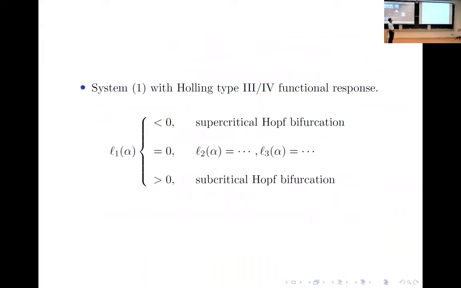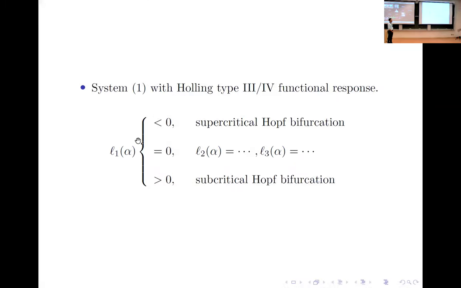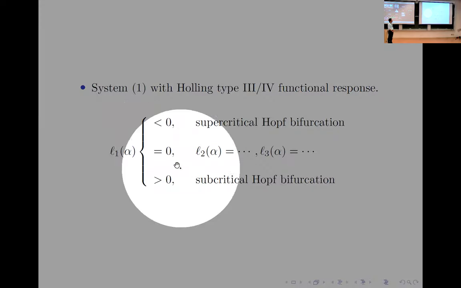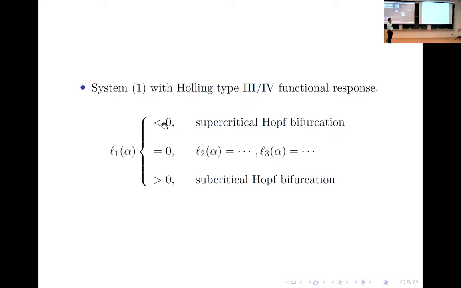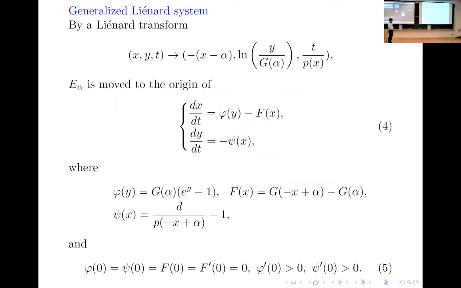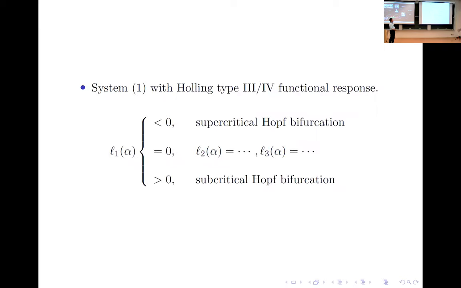But for the system with Holling type 3 and 4 functional response, from the numerical simulation we see the following three cases. L1 could be positive, negative, or zero. We would not be quite clear about the case where L1 is zero. In this case, we need L2 and L3, the second or third Lyapunov coefficients. Now let's just consider the degenerate case. If L1 equals zero, now we need L2 and L3.